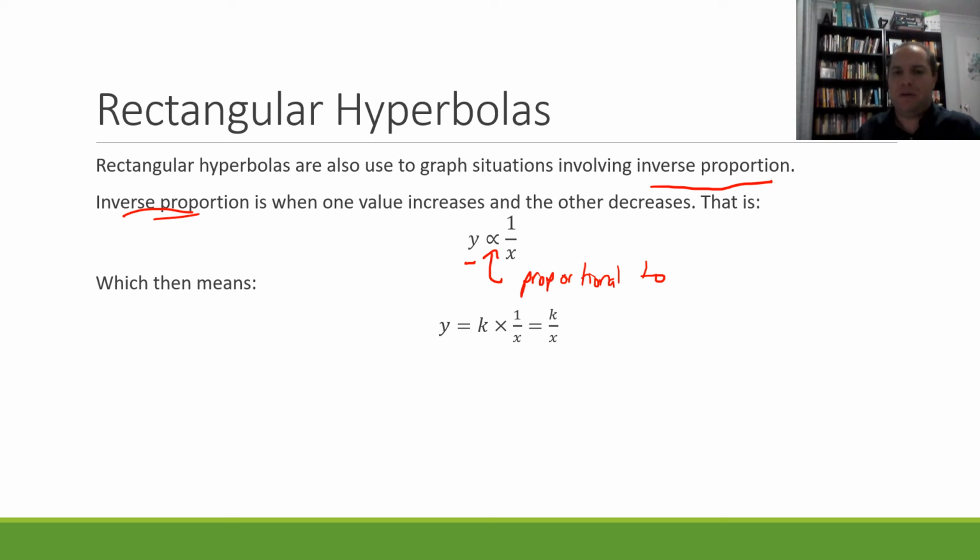Now turning that into an equation, we can say y equals some constant k times 1 over x, which simplified, k times 1 is just k over x. So we get left with this equation, y equals k over x, which looks a lot like our rectangular hyperbola. So any situation that involves inverse proportion can be modeled using a rectangular hyperbola like this one here.